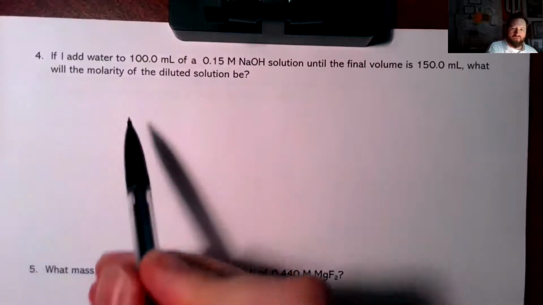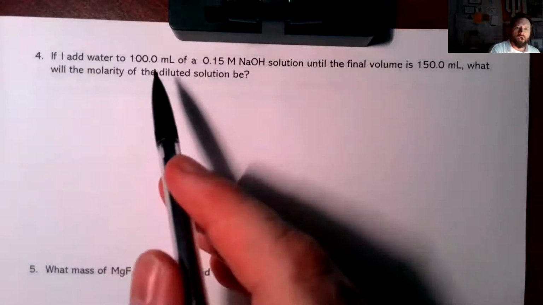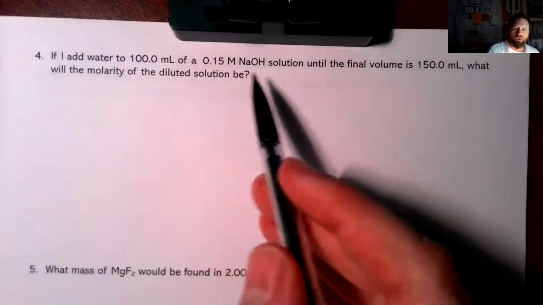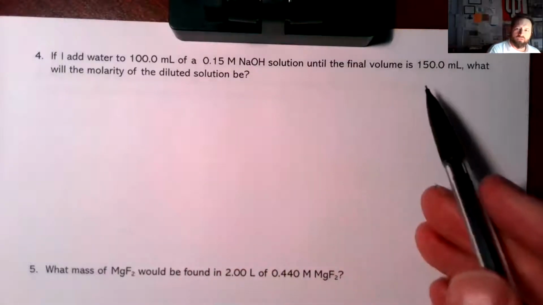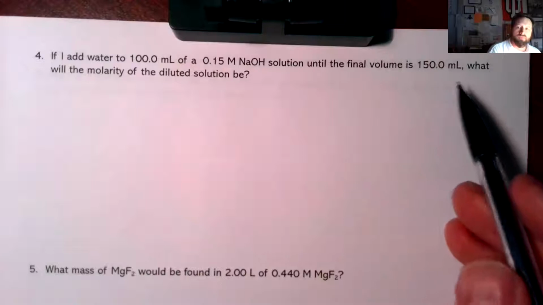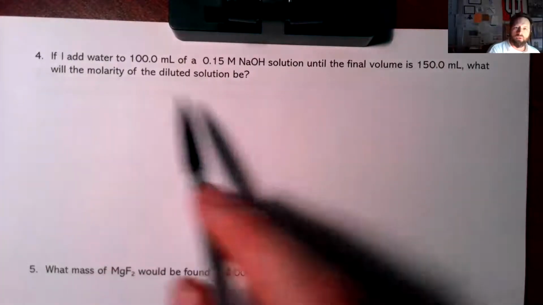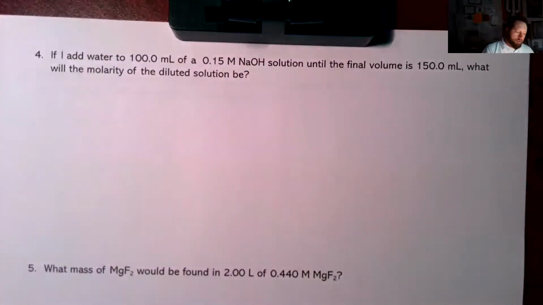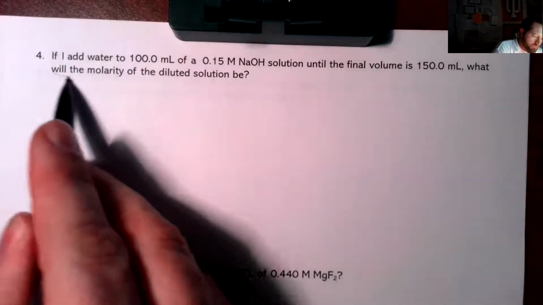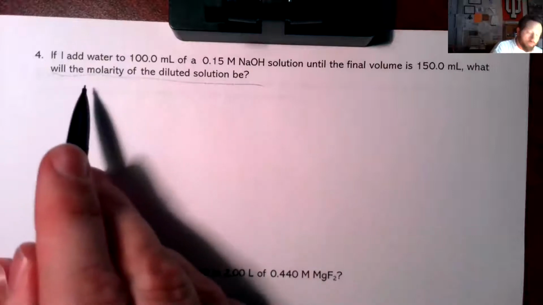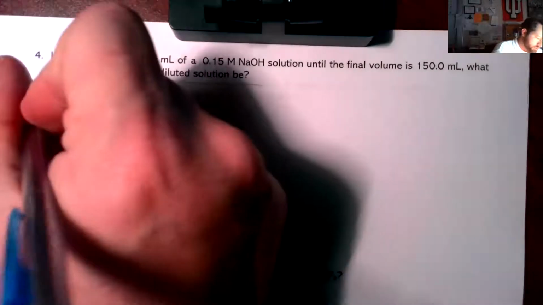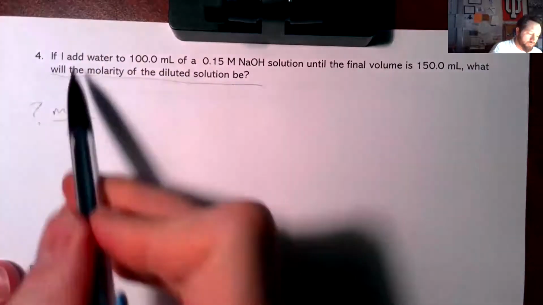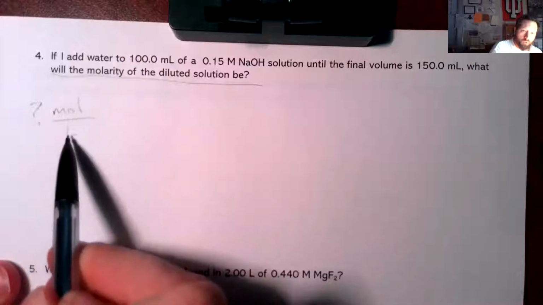And now we are on to number 4. If I add water to 100 milliliters of a 0.15 molar NaOH solution until the final volume is 150 milliliters, what will the new molarity of this diluted solution be? All right, well, again, they're asking for us something slightly different. What will the new molarity be? So question mark, moles per liter. That's what molarity is, moles per liter.